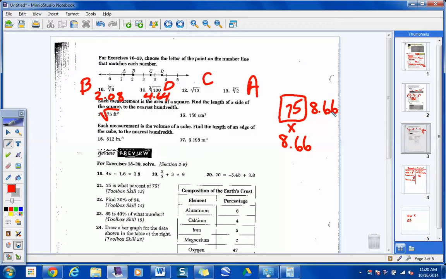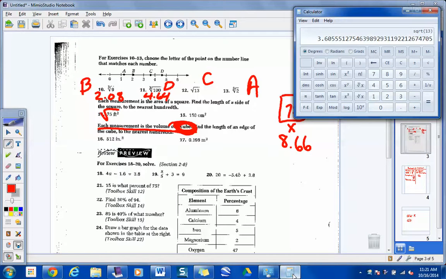Then, guys, right here, it says each measurement is the volume of a what? Cube. What root do you think you're going to have to take here if they give you a value to find the length of one side? The cube root. So I want the cube root of 512. Some of you in your calculator have this root sign with a 3 on it. That would be the cube root sign. But if you don't have that, I'll show you how to do that here in a second.